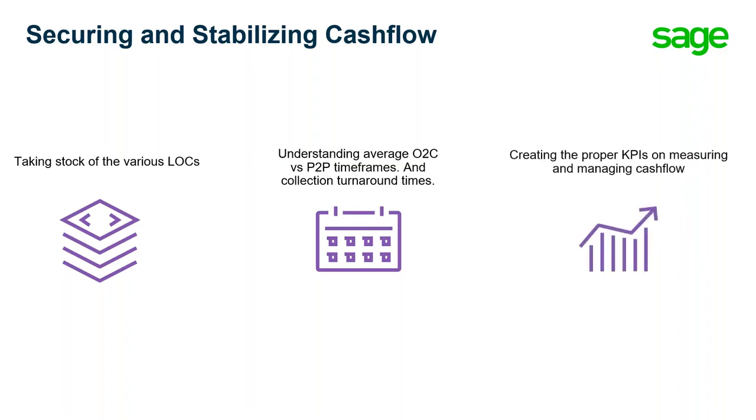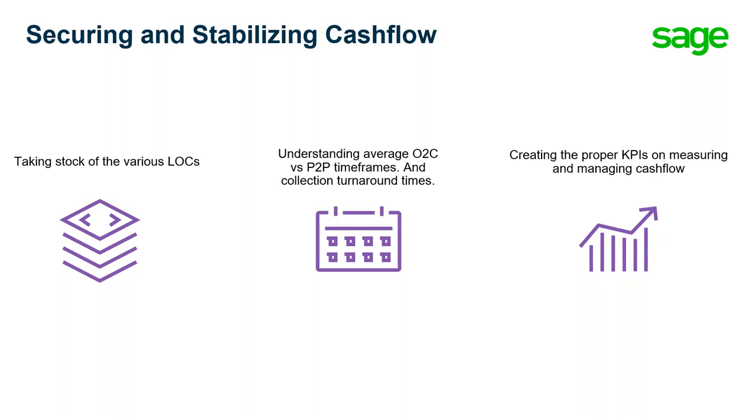And of course, internally creating the proper KPIs on measuring and managing cash flow is very important as well, right? The different KPIs may require you to pull data from other aspects of the business. For example, the expenses portion, what are some of your open POs, what are your sales orders on hand, right? And you probably need the system to trigger certain notifications and alerts when certain metrics dip below a certain point.